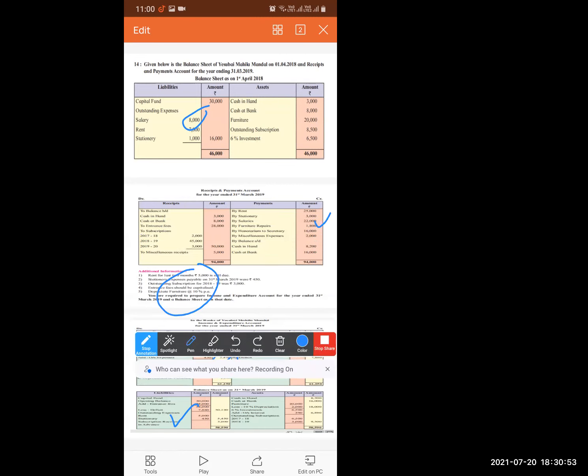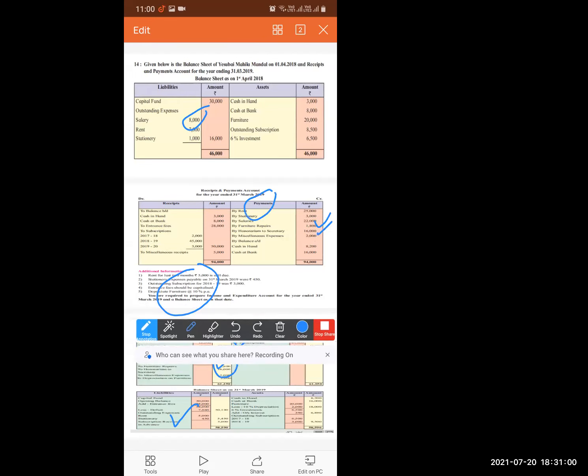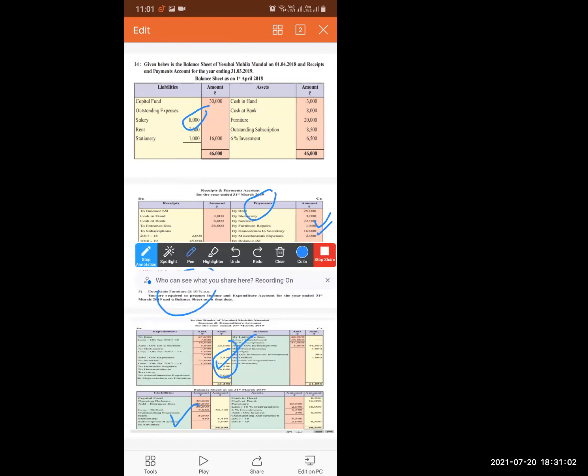Okay, now, the next one is what? Honorarium to the secretary. So, this is 16,000. Again, this is our payment. We'll write in the expenditure column. That is the amount straight away. How much it is? We have 16,000. So, that is a 16,000.